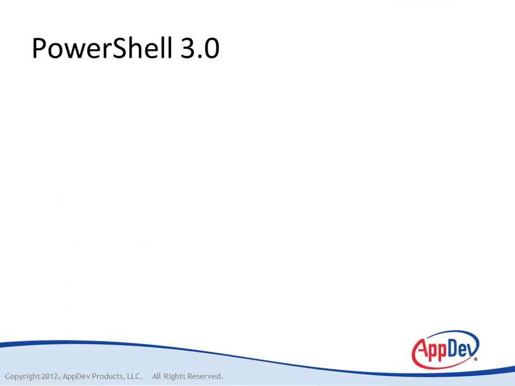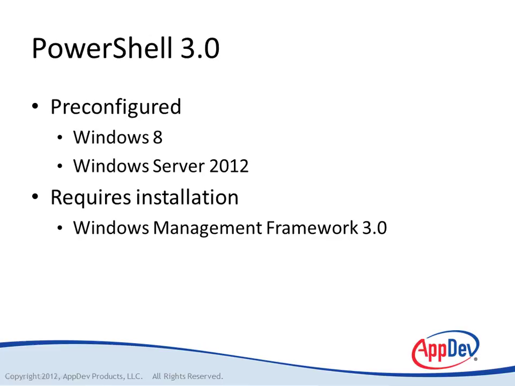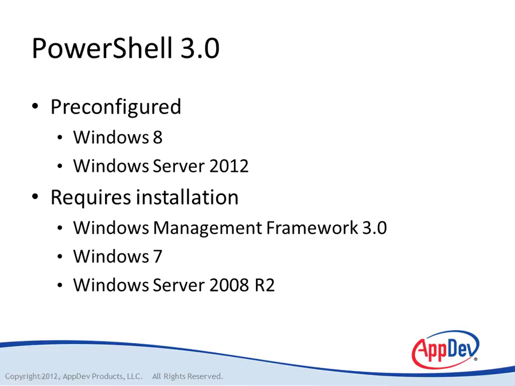Now, as I mentioned a second ago while I was doing that demonstration, today we're looking at PowerShell 3.0. And PowerShell 3.0 comes pre-configured if you happen to be running Windows 8 or Windows Server 2012. But if you're running Server 2008 or Windows 7, you're going to need to install it. And to install it, all you need to do is download the Windows Management Framework 3.0. And then if you're on Windows 7 or Server 2008 R2, you can install it there.